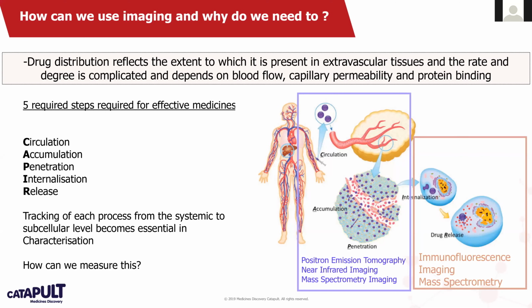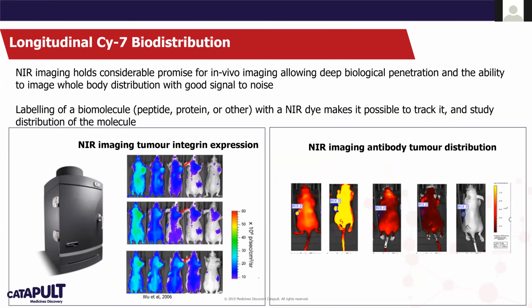The first example I've got today is using a fluorescent near-infrared imaging device to perform longitudinal in vivo biodistribution imaging. Near-infrared imaging holds enormous potential for in vivo imaging to assess the distribution of a candidate compound and characterize the biology. It allows deep biological penetration within the body and the ability to image whole-body distribution with good signal to noise. Nowadays there are more and more dyes available, and labeling with a near-infrared dye makes it possible to track and study the distribution of the molecule.